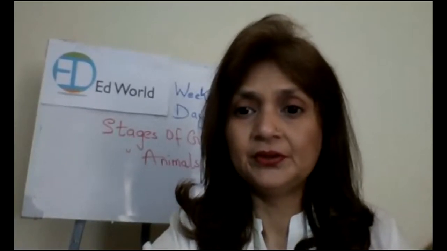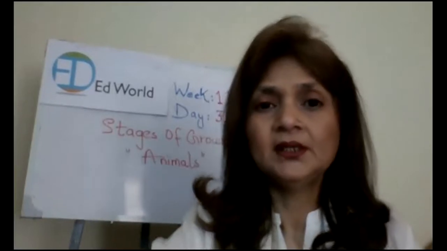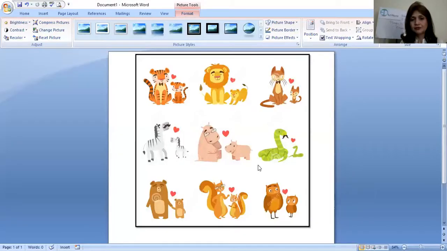Okay, so there you go. Now see, this is a picture of different animals with their babies. This is a tiger with a baby, a lion with a cub. This is a cat with a kitten. This is a horse with a foal. This is a pig. This is a snake. This is a bear. This is again, I think it's a fox. And these are the birds, right? So these are different animals which have different babies.